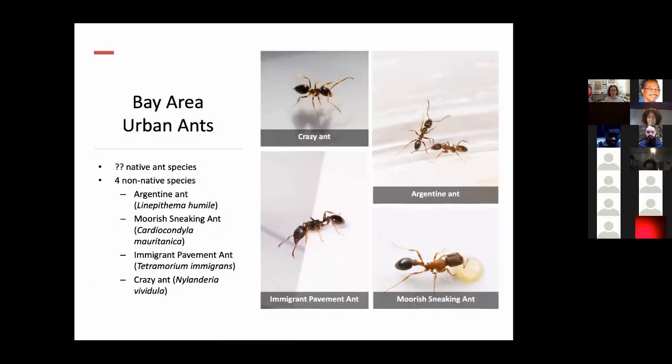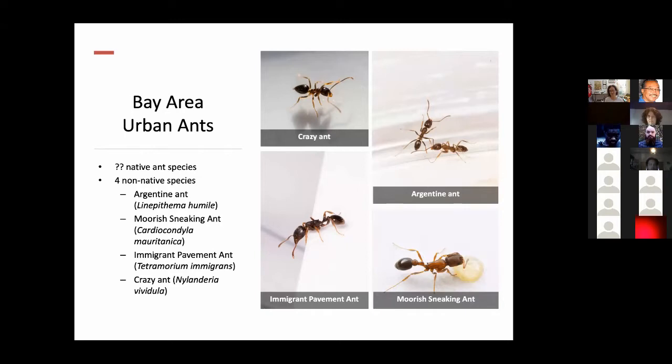Okay, so first I'd like to talk about the 4 non-native species we have in the Bay Area. There might be more, but for now we know of at least these 4. So we have the Argentine ant, which is the most common one, and I'll talk a bit more about each of them later. We have the crazy ants.